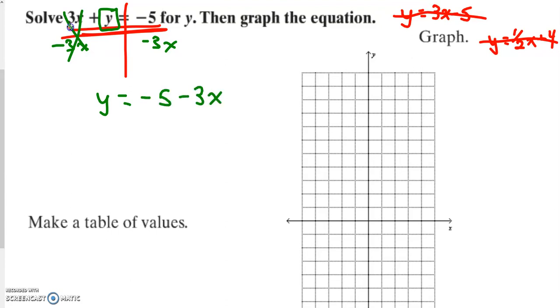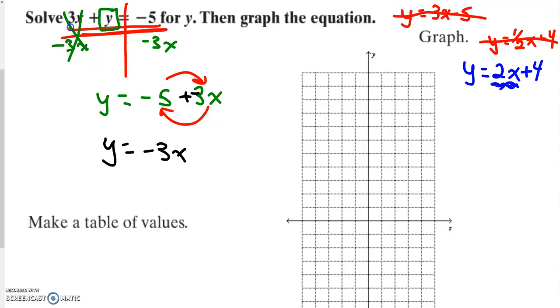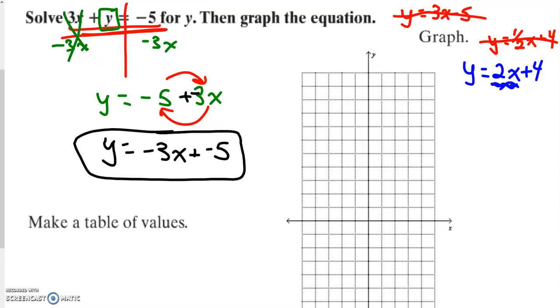Well, to make it look like the ones we were doing, like when we had y equals 2x plus 4, the variable x was the first part on that side of the equals. So what I want to do is get this over here and this over here. In order to do that, I need to have all addition. So negative 5 plus negative 3x. Now when I rewrite it, y equals negative 3x plus negative 5. That looks like the things I've been doing.